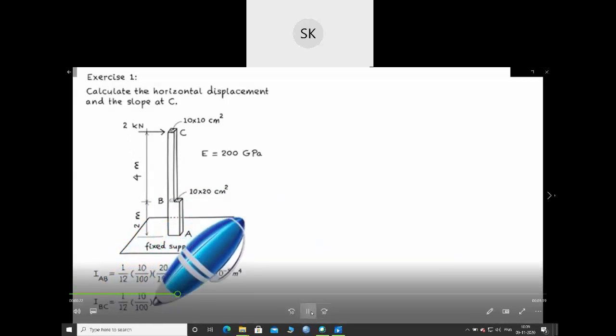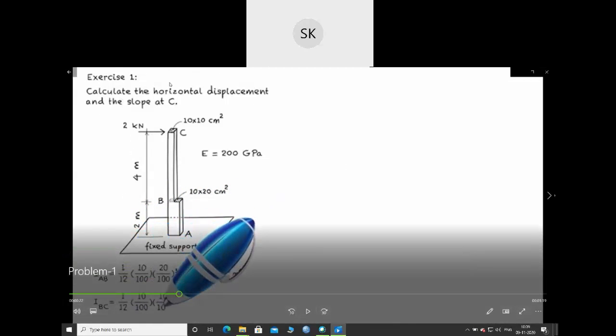Let's solve the last problem we saw. Calculate the horizontal displacement and the slope at C. Okay. So they have converted it into this. Actually, this is a cantilever beam, fixed at support, and this is the overhanging part, and a load is applied. They have shifted it to the vertical frame.